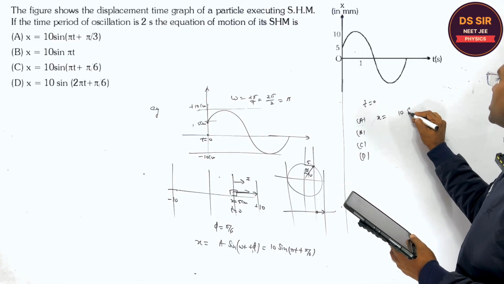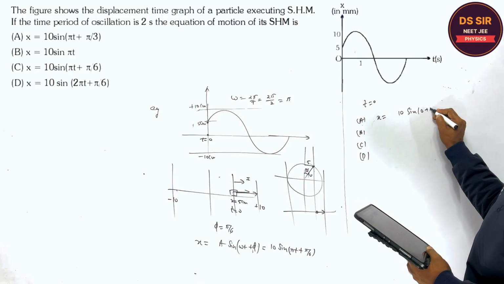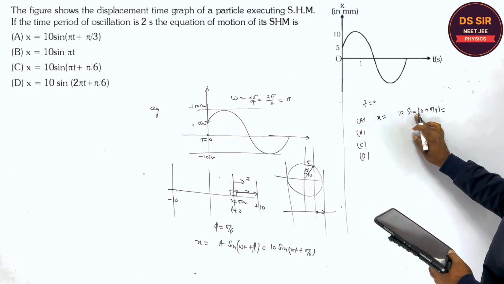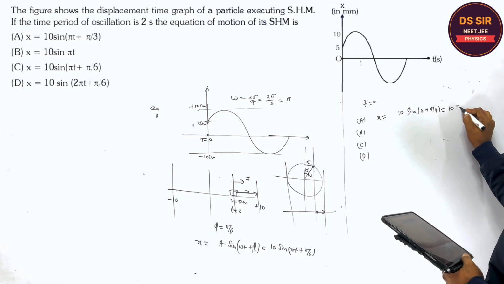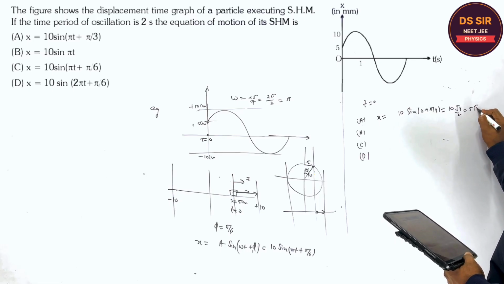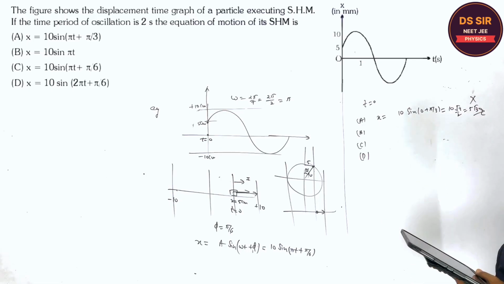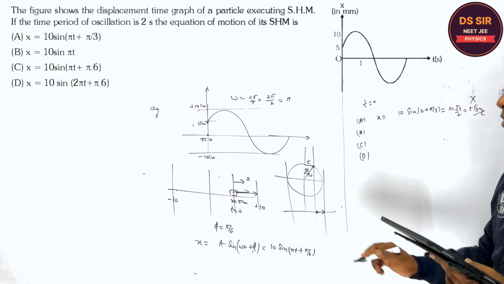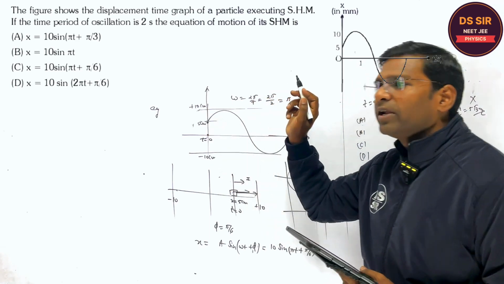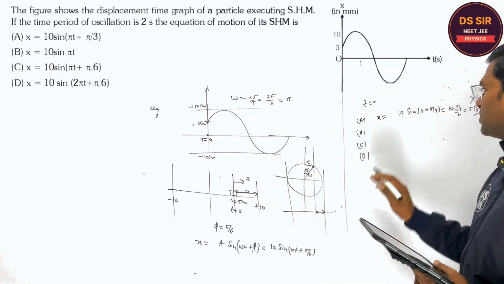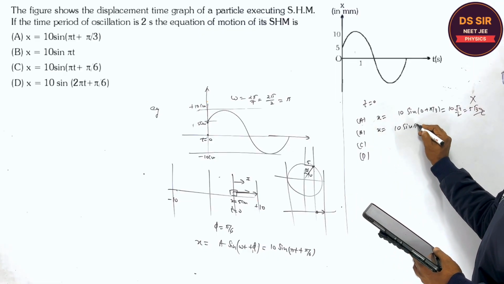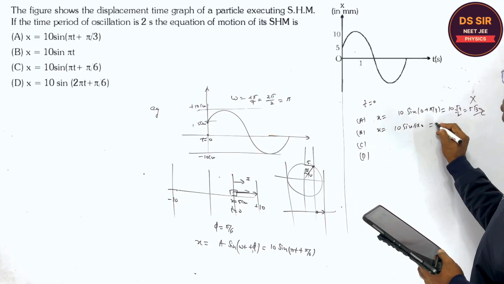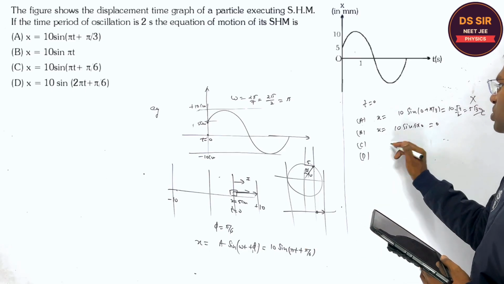This is 10 sine 0 plus pi by 3. So sine pi by 3, sine 60, is root 3 by 2. So it is 5 root 3. It is not the correct option. Are you getting? Because at t is equal to 0, if you put the value, what should be there? 5 centimeter. In the second option, 10 sine pi into 0 should be 0, which is also not correct.